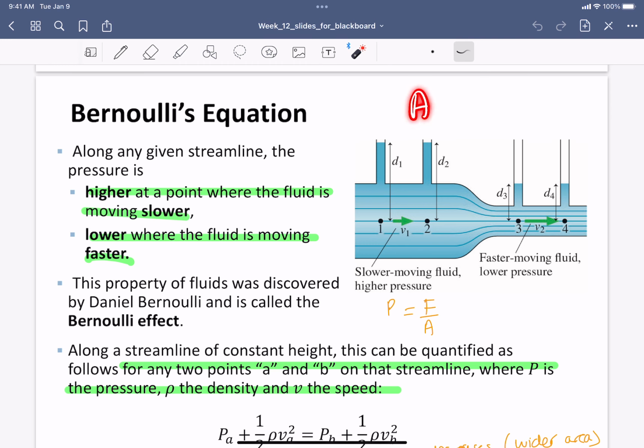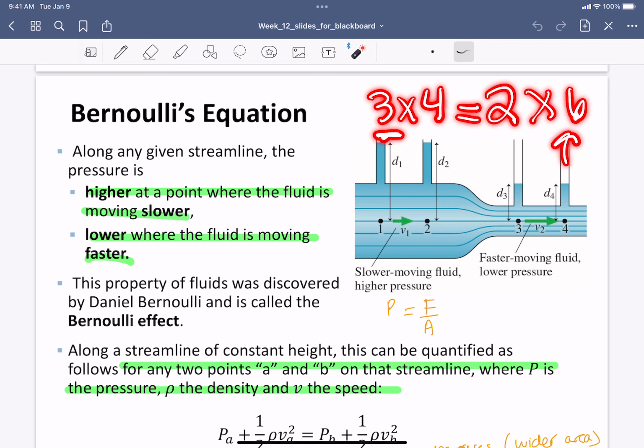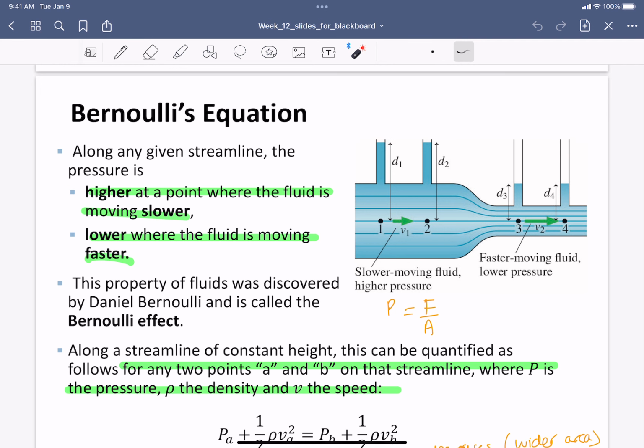Because remember, A1V1 is equal to A2V2, right? So if my area for A2 got smaller because it got constricted, then my speed for V2 has to get greater, right? So it's a relationship that I was talking about before. So if I had 3 times 4, my area for 1 is 3. If it got constricted all of a sudden and became 2, then I have to up my speed. My speed has to increase in order to ensure the same blood flow.